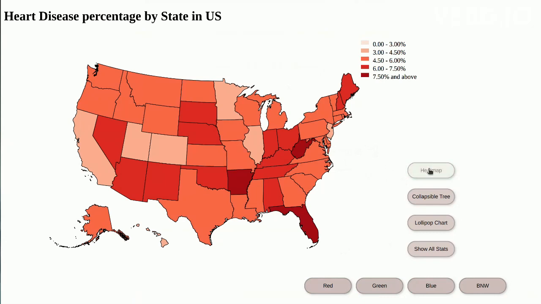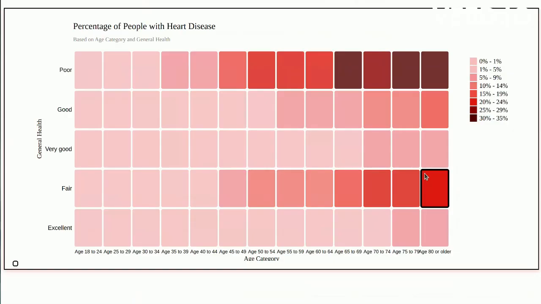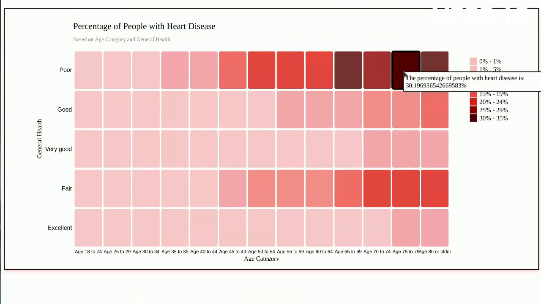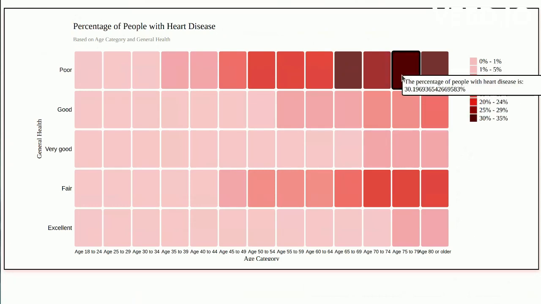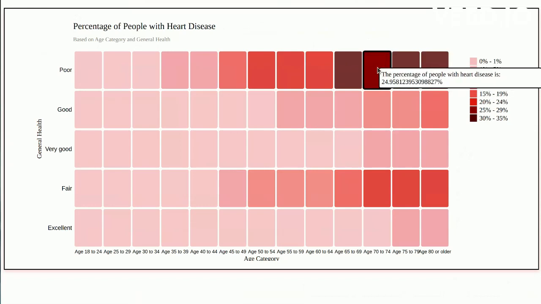Let's dive into our heat map visualization. This heat map displays the percentage of people with heart disease categorized by age and general health status. The intensity of the color indicates the prevalence of heart disease, providing a visual representation of the data. On hovering, it shows the corresponding percentage of people with heart disease. Darker color indicates the highest percentage.